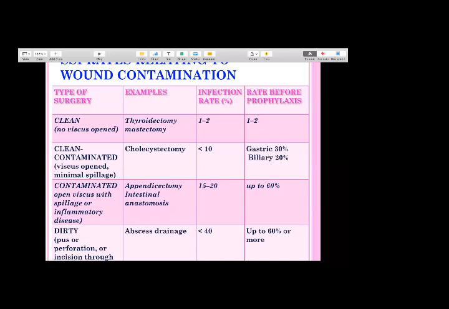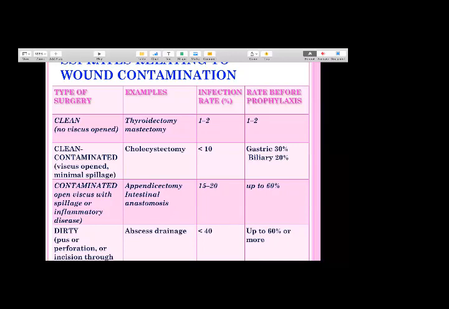Now, moving on, you have from clean to clean contaminated. This means viscus are open. Viscus in the sense of reaching the peritoneum, and there's minimal spillage that could be associated. It comes under clean contaminated. For example, cholecystectomy involving removal of the gallbladder. Usually the gallbladder can be perforated and result in small amounts of bile leakage, so it will still be considered clean contaminated. Infection rate in these types of surgery is less than 10%, and the rate before prophylaxis for gastric is 30% and biliary is 20%.